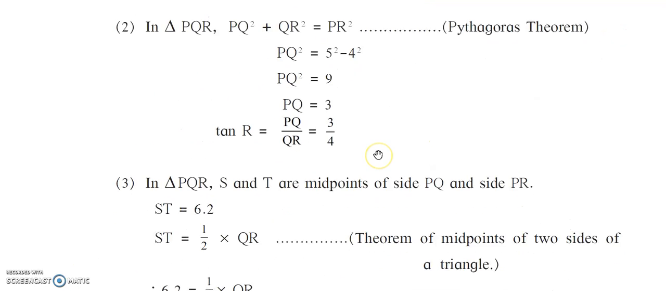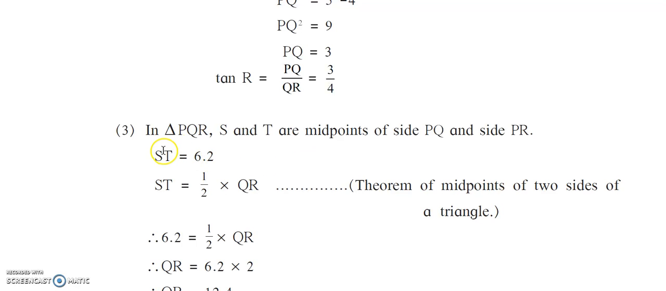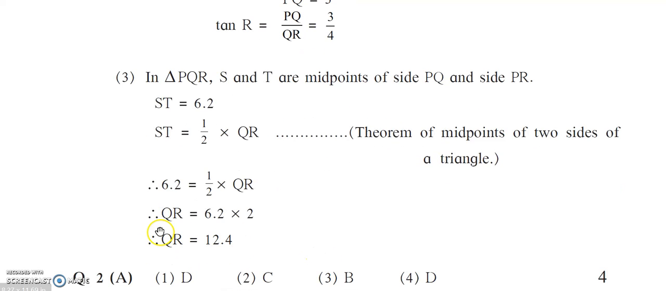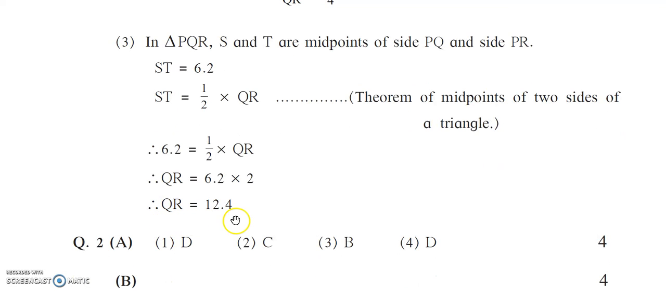Now see this answer. In triangle PQR, S and T are the midpoints of the side PQ and the side PR. ST is equal to 6.2. Therefore, ST is equal to 1 upon 2 QR, the theorem of the midpoint of the two sides of a triangle. 6.2 is equal to 1 upon 2 into QR. Therefore, QR is equal to 6.2 into 2. Therefore, QR is equal to 12.4. Now, we have completed the question number 1.